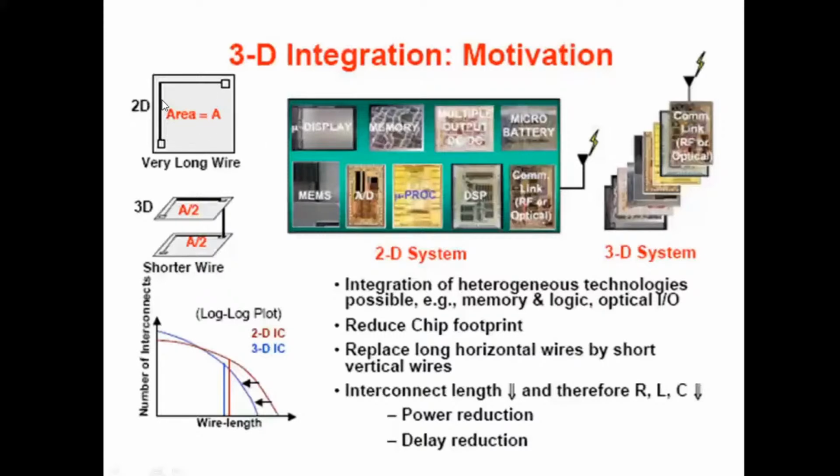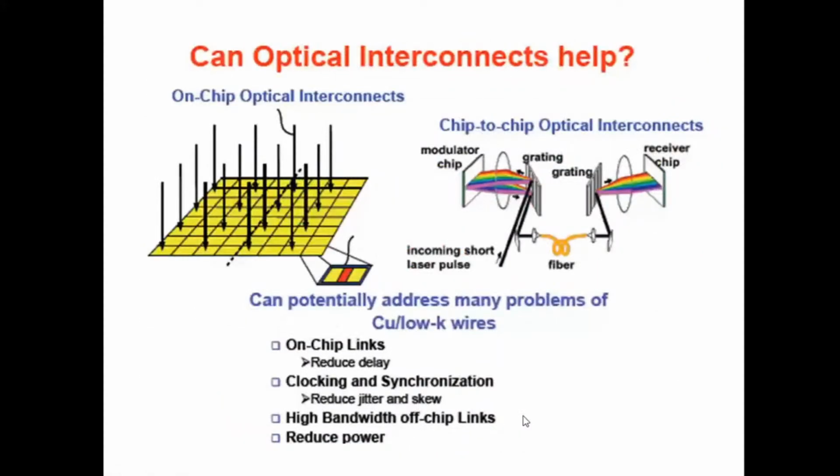In order to reduce the length of this interconnect, what we do is we cut blocks, stack them one on top of the other, giving us a three-dimensional system. When I'm doing the interconnects, wires are not just running horizontally but also vertically, which tends to give us a shorter wire for interconnect. So this reduces the chip footprint, the chip size reduces, it replaces the long horizontal wires by short vertical wires. Interconnect length decreases and therefore your resistance, inductance and capacitance reduces. The reduction in power supply, the gate delay also tends to reduce.